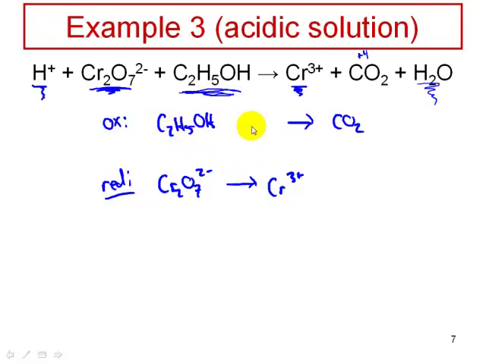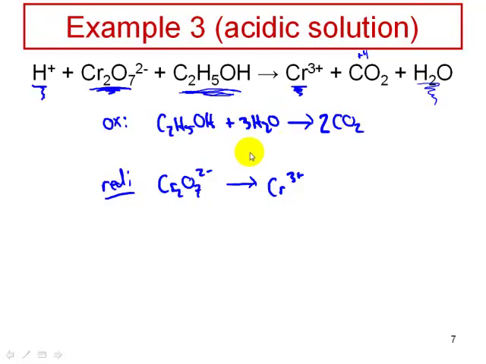First thing I'm going to do is balance atoms besides hydrogen and oxygen. To do that, I'm going to put a 2 here, so I've got 2 carbons over here and 2 carbons over here. The second thing is going to be oxygen. Over here, I've got a total of 4. Over here, I've just got the 1. So I'm going to add 3 waters over here, and now oxygen is the same on both sides. I've got 4 here and I've got 4 there.